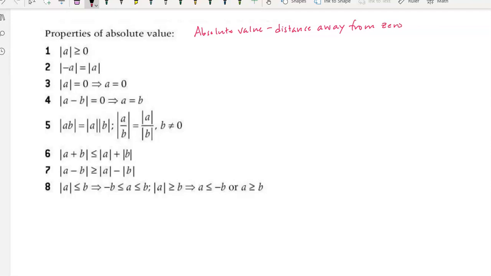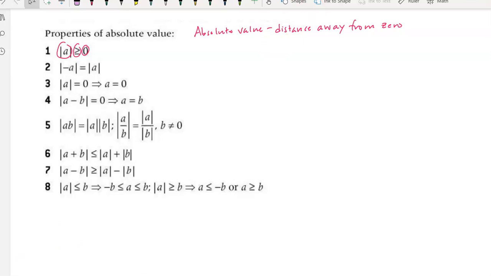Okay, so when you look at number one, you can say the distance away from A has to be greater than or equal to zero. So that's the way I read these, and it makes perfect sense. Distance has to be greater than, it could equal zero, right? Distance has to be greater than or equal to zero. And that's a property that makes perfect sense to me.